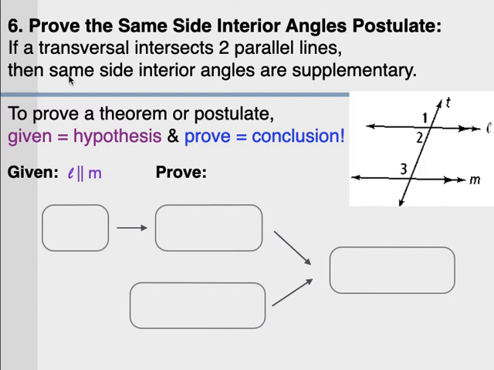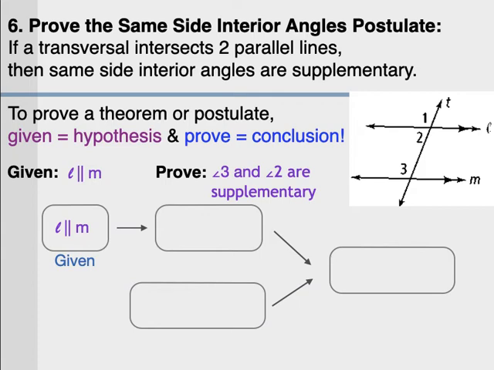The proof is the conclusion in the sentence. Same side interior angles are supplementary. So let's make that specific for our diagram. Which two angles in the picture are our same side interior angles? Angles 2 and 3 are same side interior angles. So instead of saying the same side interior angles are supplementary, you would say angle 3 and angle 2 are supplementary to make it more specific for our diagram. Go ahead and fill in your first box. L is parallel to M, given.